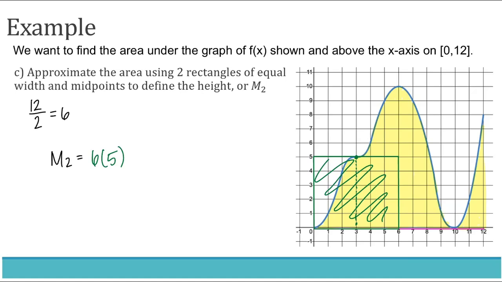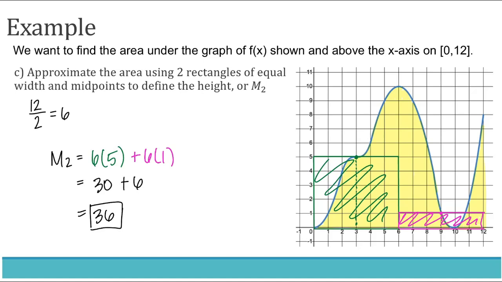So at the x value 9, I'm going to go up and find the function to find the height over that interval, and that's at the y value 1. So my next rectangle has a base of 6 and a height of 1. So I'm going to say plus 6 times 1. And we'll just multiply these out. 6 times 5 is 30. 6 times 1 is 6. So an approximation is 36.